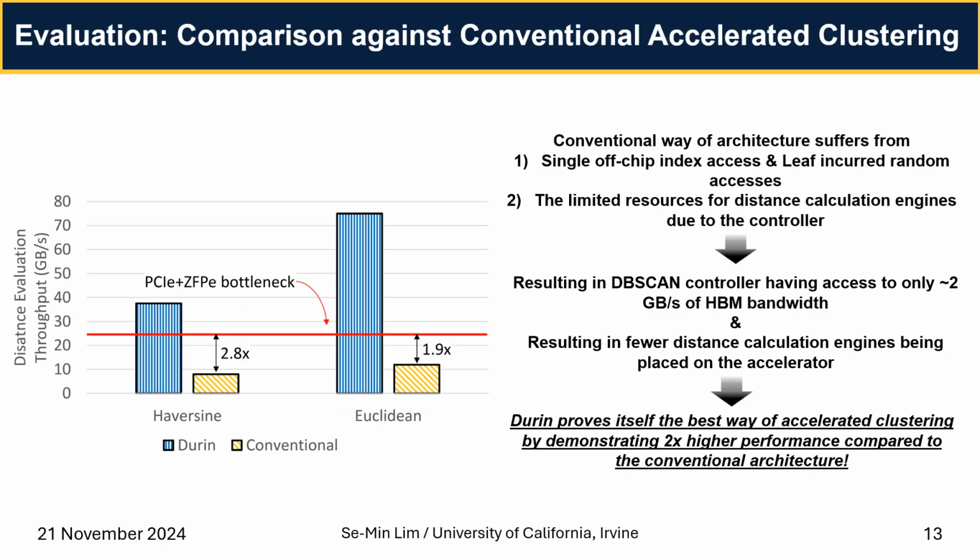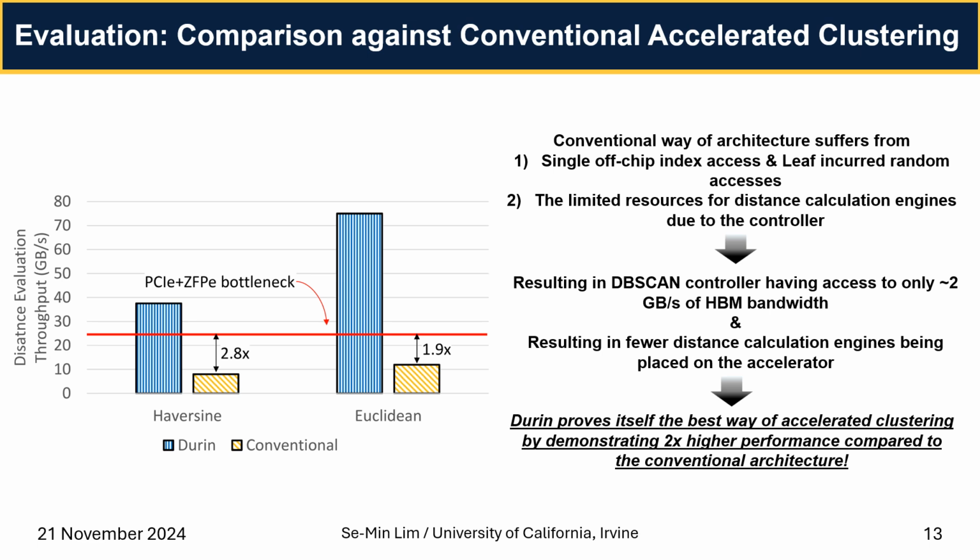This graph shows the relative performance benefits of Durin against the conventional accelerator architecture, which implements both the DBSCAN algorithm's control logic and the distance calculation engine in the accelerator. And we give the best situation to the conventional architecture, in that it has a highly optimal index structure, which only requires one off-chip memory access to obtain the leaf. But actually, in reality, the quadtree data structures had a height of at least 10 levels, and it requires at least 10 off-chip random memory accesses.